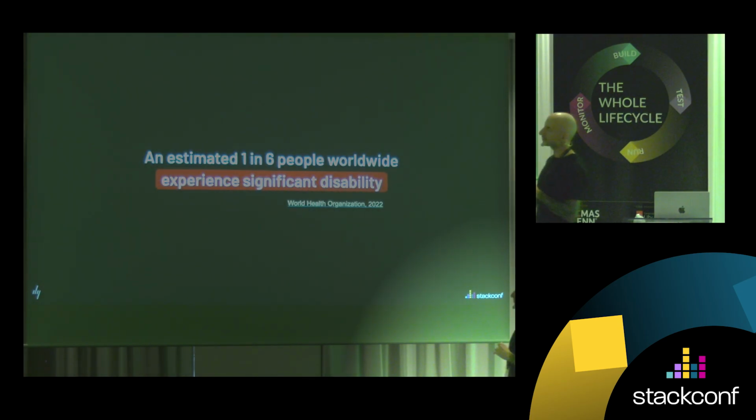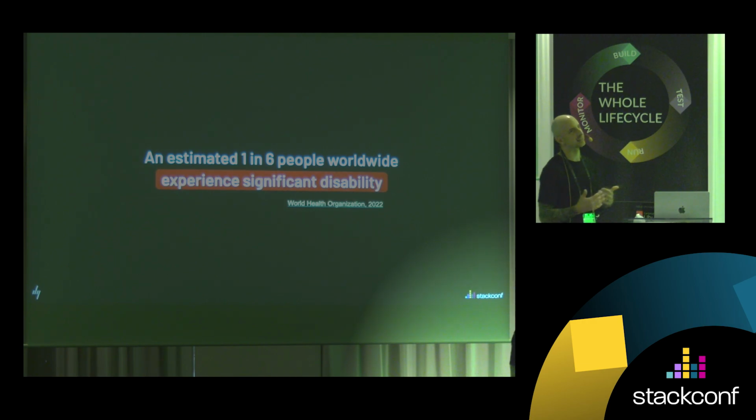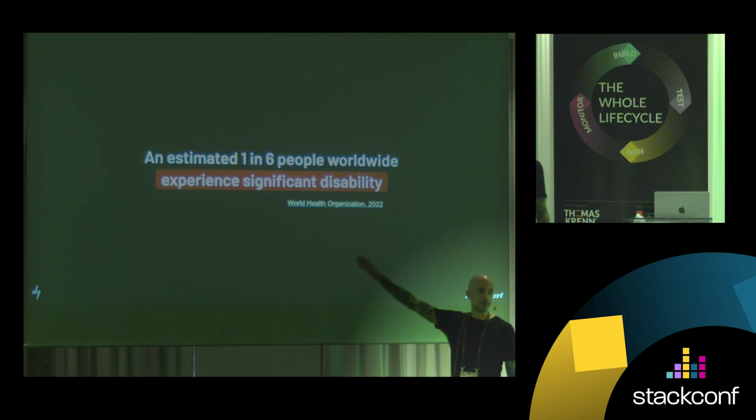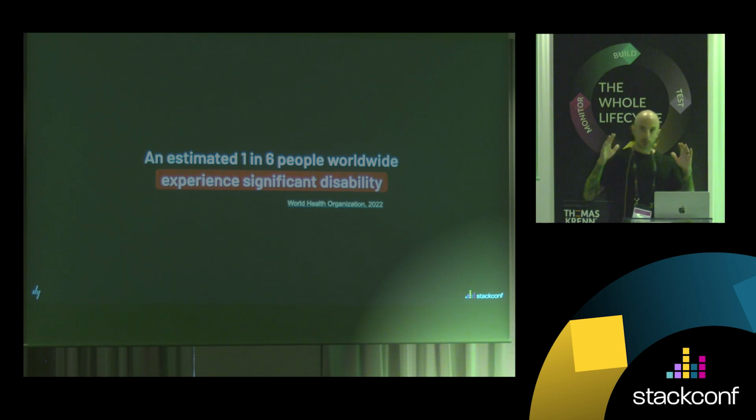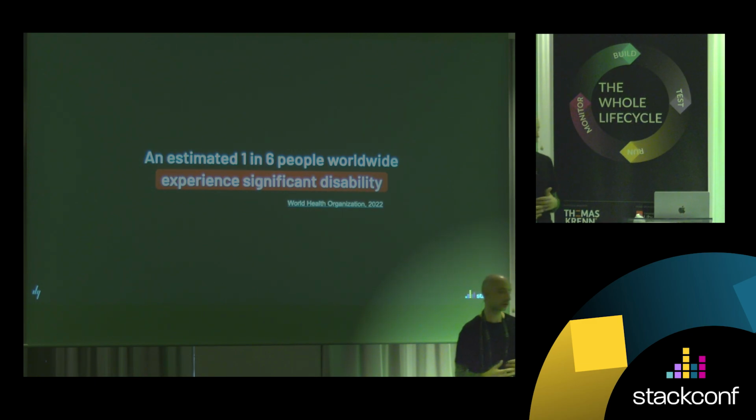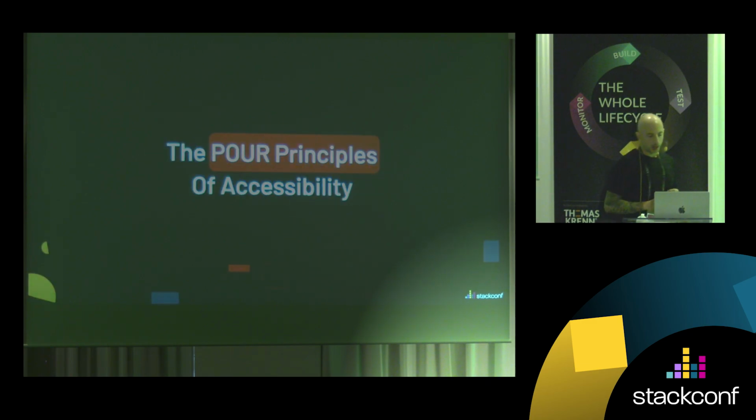Put that another way, an estimated 1 in 6 people in the world experience a significant disability. That's a pretty large amount of people, and that's mostly just considering the permanent column. And that's not considering people who may temporarily be disabled, people who may situationally be disabled. So with such a massive audience, with such a huge impact that we can make with accessible choices, I want us to go over how we can actually do that.